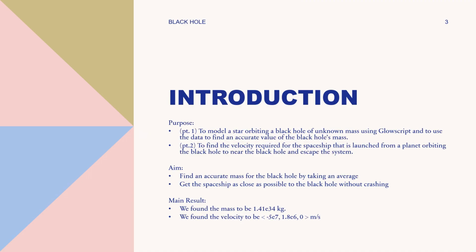For our introduction, the purpose of part 1 of the code was to model a star orbiting a black hole of unknown mass using VPython and to use the data to find an accurate value of the black hole's mass. For part 2, the purpose was to find the velocity required for the spaceship that is launched from a planet orbiting the black hole to get near the black hole and escape the system. Our aim was to find an accurate mass for the black hole by taking an average and to get the spaceship as close as possible to the black hole without crashing.